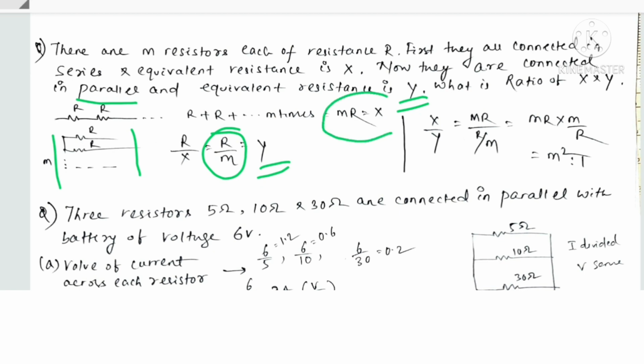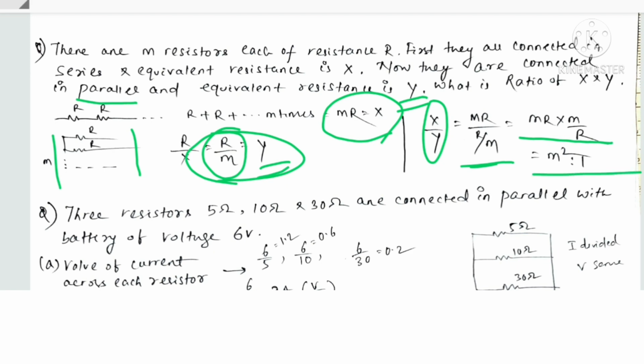So X is equal to MR and Y is equal to R by M. We have to find the ratio of X and Y. So X by Y is equal to MR by R by M, and that is MR into M by R, which is equal to M square is to 1.